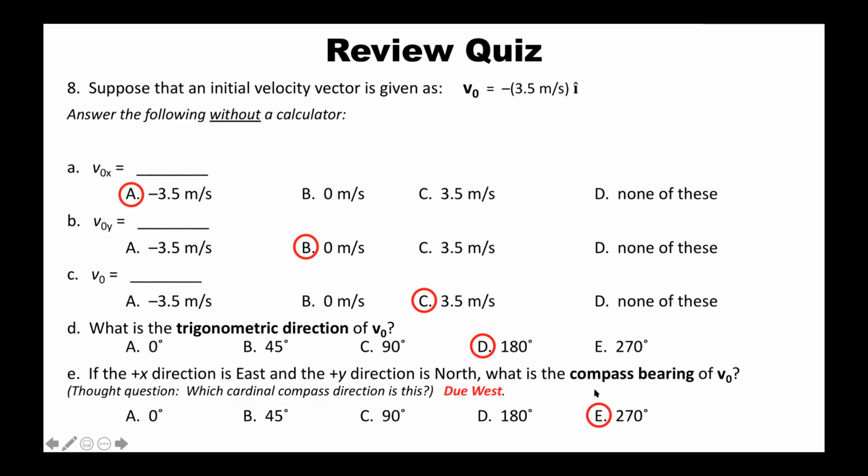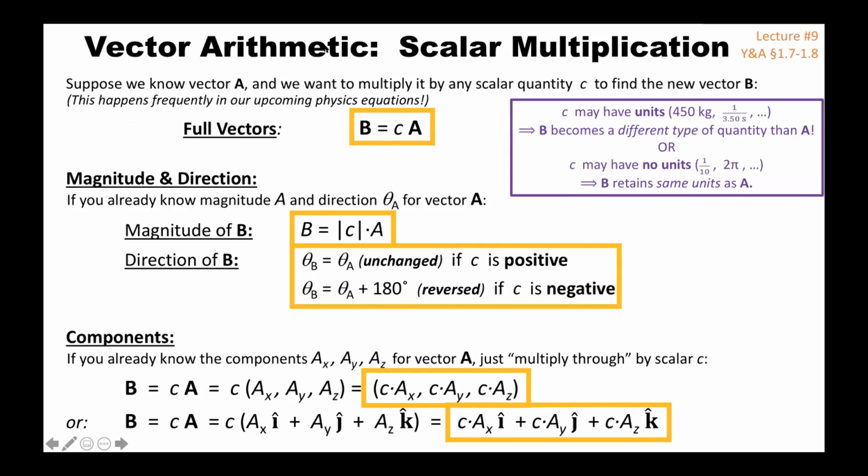Well, to the left would be a compass bearing of due west, or 270 degrees. So it's from north measured through east all the way around. Okay, that's our quick review of last lecture's content. Let's move on to the topics for today. We have a lot to cover in today's lecture.